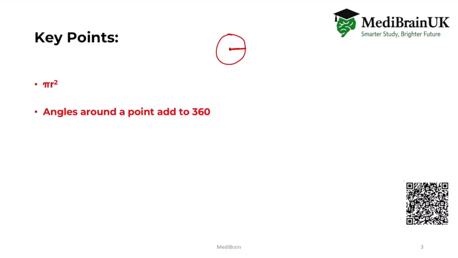The next thing that you need to know is that angles around a point add up to 360. So if you have a point over here, the angles around a point sum to 360. That's the second point that you need to know.